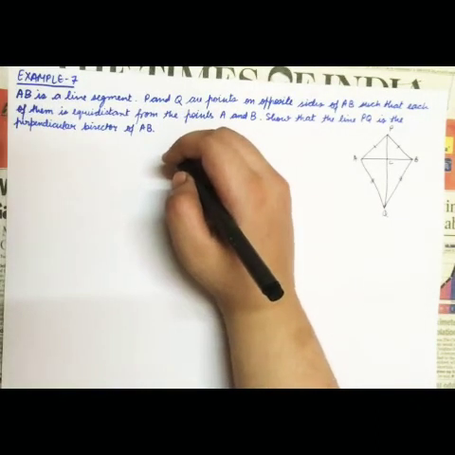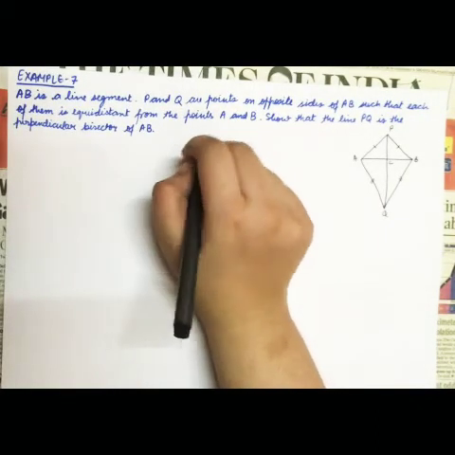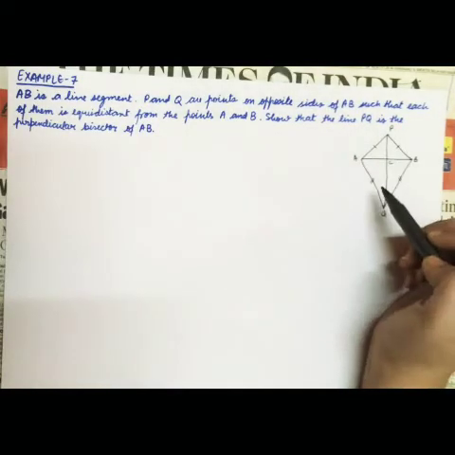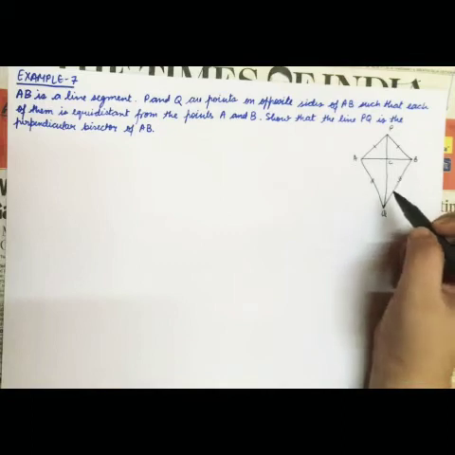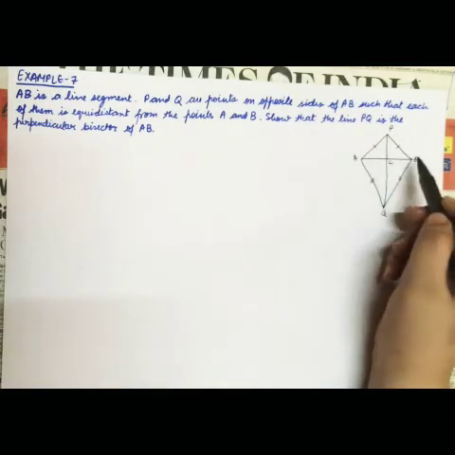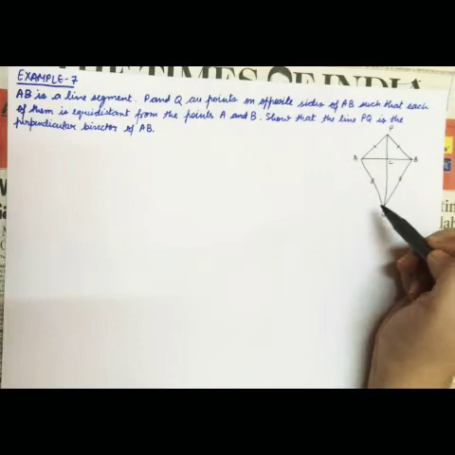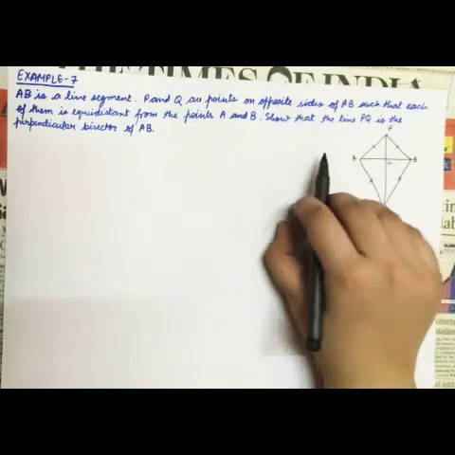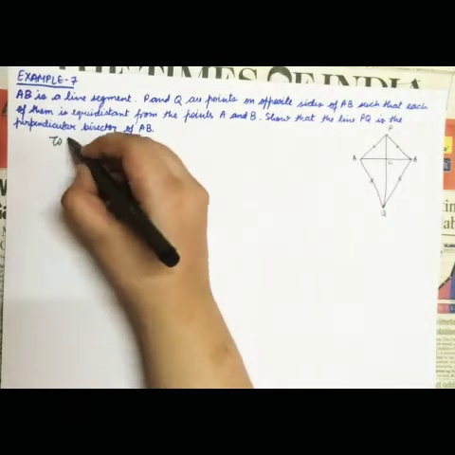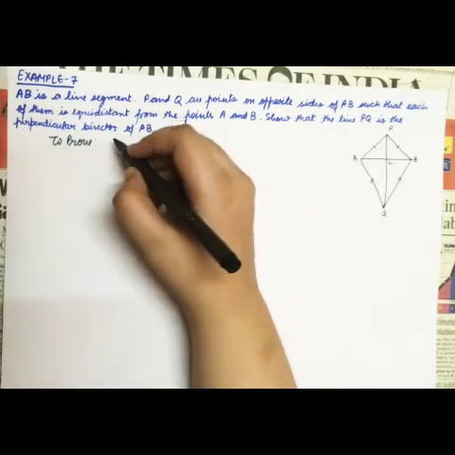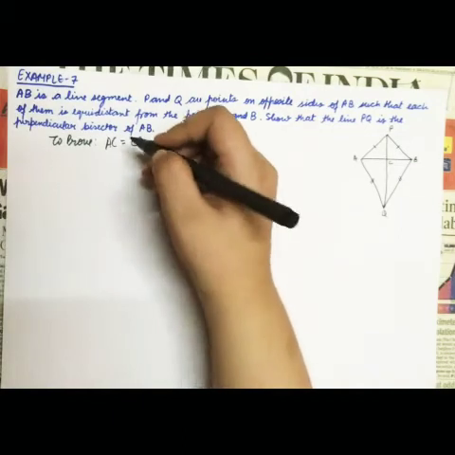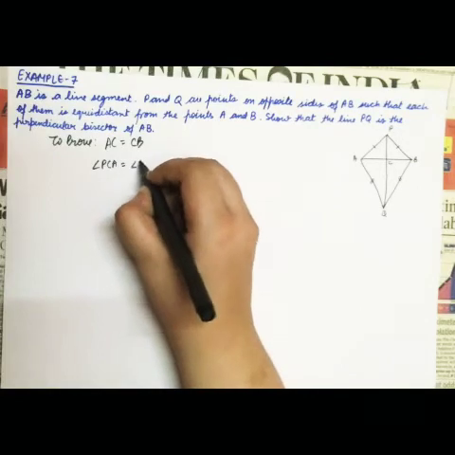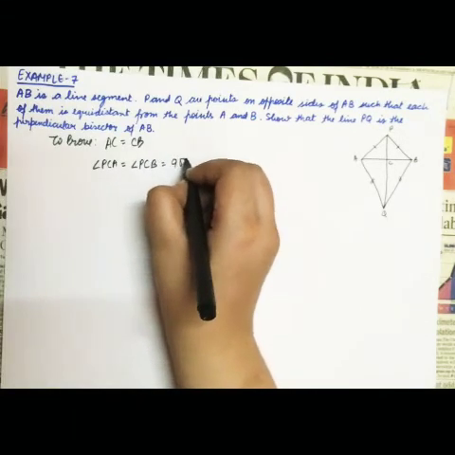Now example number 7, which says AB is a line segment. P and Q are points on opposite sides of AB such that each of them is equidistant from the points A and B, which means PA is equal to PB and AQ is equal to BQ. Show that the line PQ is the perpendicular bisector of AB. So in this we have to prove that AC is equal to CB and angle PCA is equal to angle PCB, which is equal to 90 degree.